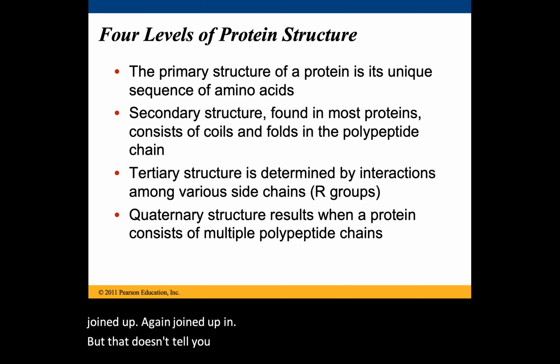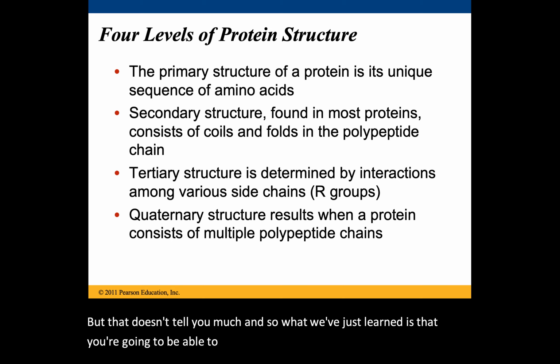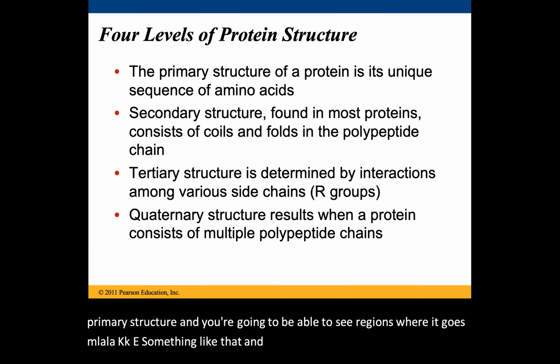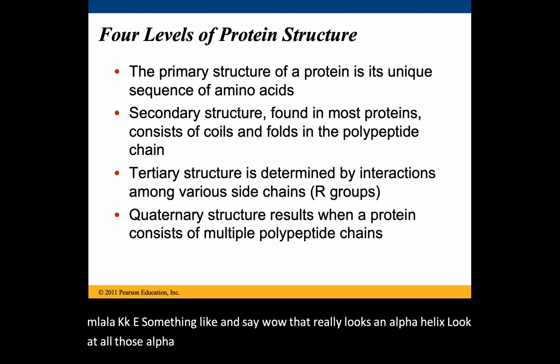And so what we've just learned is that you're going to be able to look at that primary amino acid sequence, the primary structure, and you're going to be able to see regions where it goes M, L, L, A, K, K, E, something like that, and say, whoa, that really looks like an alpha helix. Look at all those alpha helix type amino acids in a row. And you're probably going to be right.